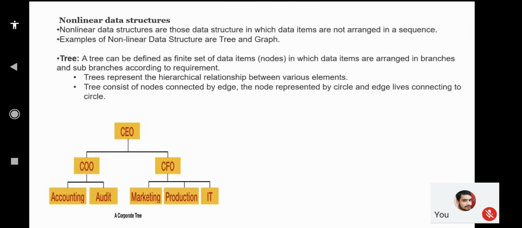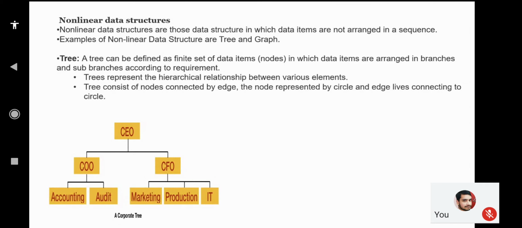Suppose 10 elements are there. So just consider ARR 5, the fifth element. There must be a unique predecessor, that is ARR 4, and a unique successor, that is ARR 6. But in case of a non-linear data structure, for a particular data or a particular node, there may be more than one predecessor and more than one successor.